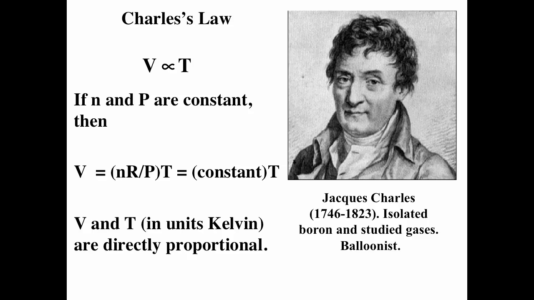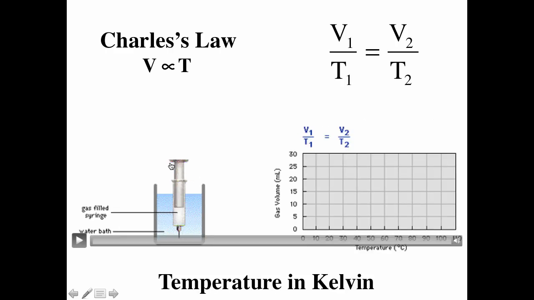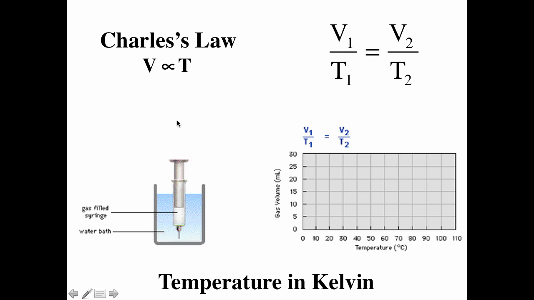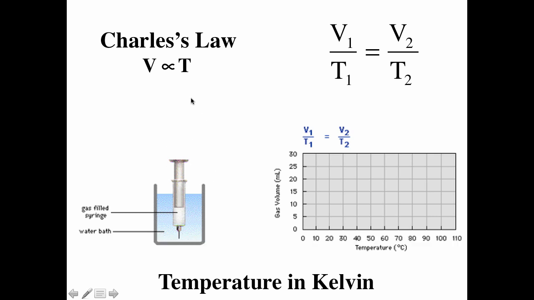Charles' law says that if the number of moles and pressure are constant, then the volume is directly proportional to temperature. And so in this sealed syringe, if the piston goes up or down, it's going to have a constant pressure because the pressure is going to be from the atmospheric pressure inside the syringe. And it's sealed so the number of moles is constant. And so for the sealed syringe, number of moles is constant, pressure is constant.